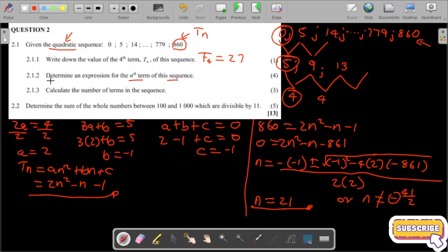Now I'm going to need a space for me to do this question here, which is 2.2. So I hope you get everything. I'm going to erase what I have here.